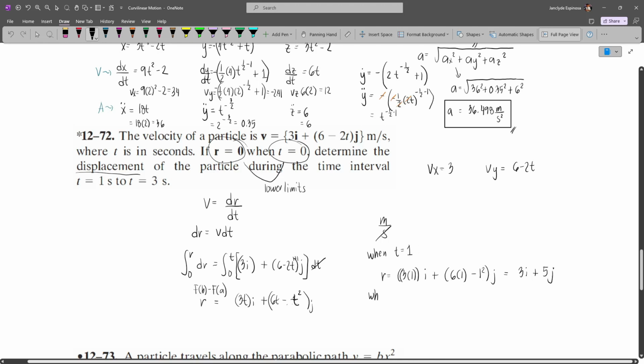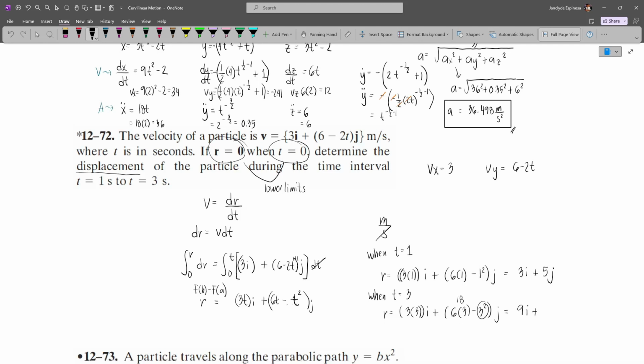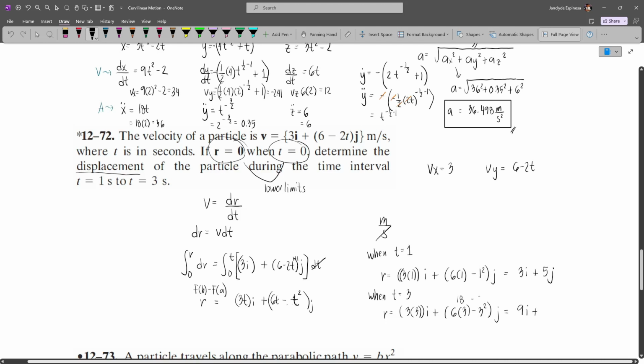And then when time is equal to 3, we have r equals 3t. So this is 3 times 3, and then i. And then we have plus 6 times 3 minus 3 squared for this equation, and then paired with j. This is now 3 times 3 will give us 9, so this is 9i, and then plus 6 times 3 is 18, and then 3 squared is 9, so minus 9. 18 minus 9 will give us 9j.